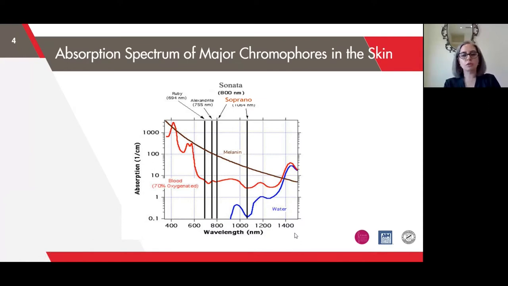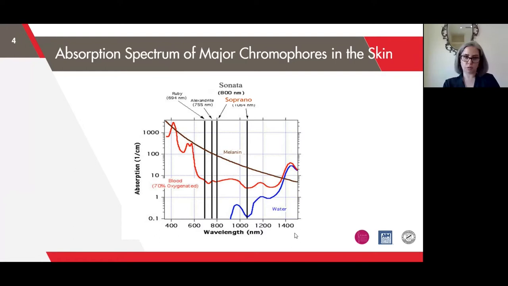I want you to remember a point: the more water absorption I have, the more superficial the laser. You know that 70% of our body weight is water. So where do we have water? All the cells in our body, including our epidermal cells. So when I'm giving a laser after the water absorption range, the best peak of absorption is at the range of erbium YAG, which is 2940. And then I have the second peak at CO2, which is 10,600.